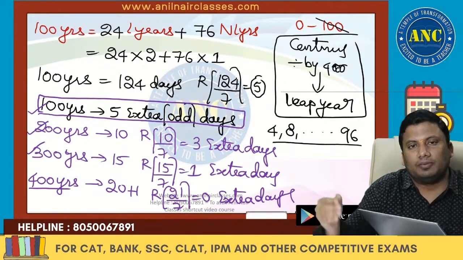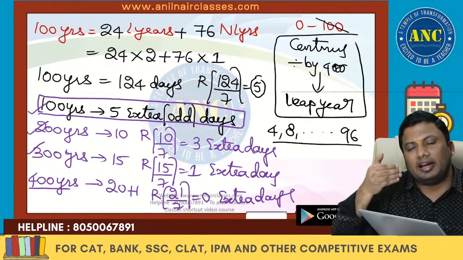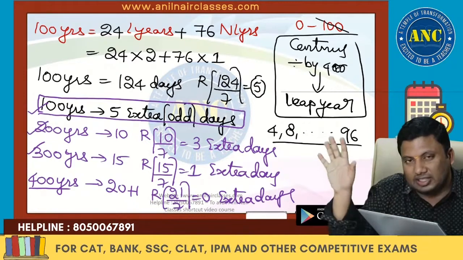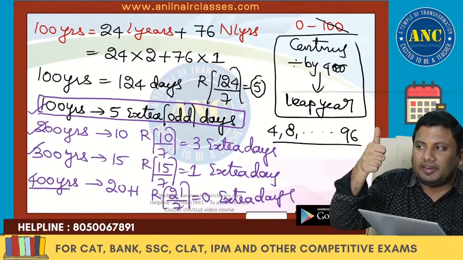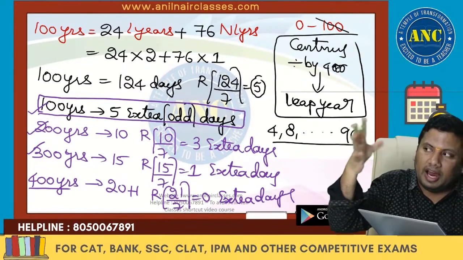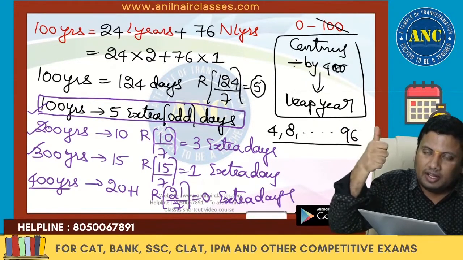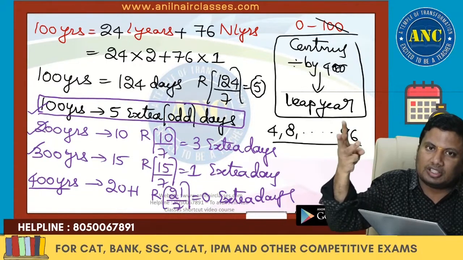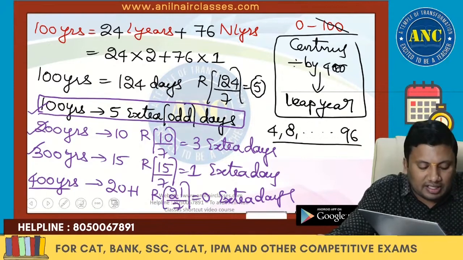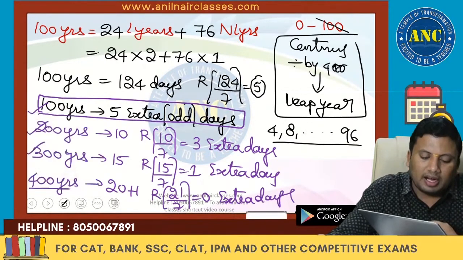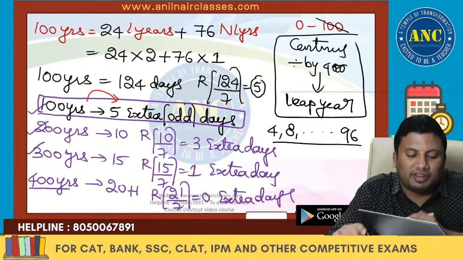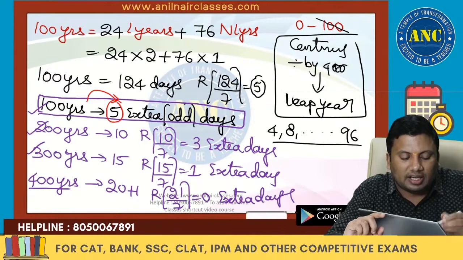5 extra days means, suppose I am starting my calendar from today, on the 100th year till December 26th it is over. Then December 27, 28, 29, 30 and 31. That means when I say 100 years has 5 extra days, the last day of the 100th year, the code value is nothing but 5.